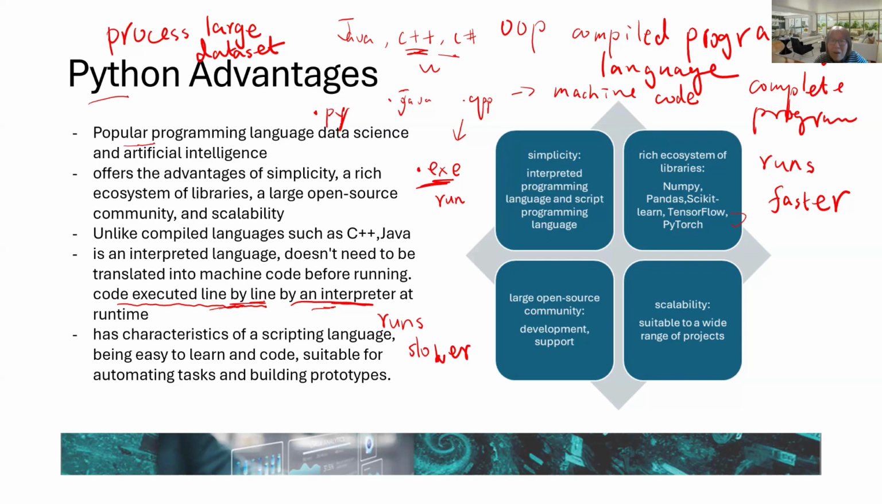Python also has a large open source community, so it has a lot of support for development. And the Python language's scalability also has quite some advantages. It's suitable to a wide range of projects. And one other thing regarding simplicity is that Python can also be a script programming language. Script and interpreted have some similarity, but also some differences.